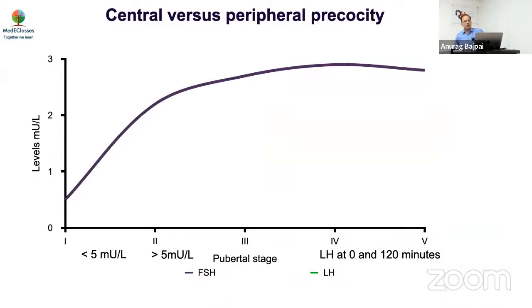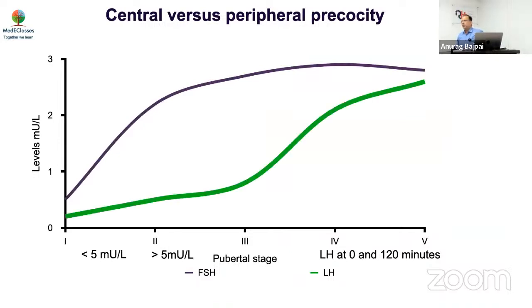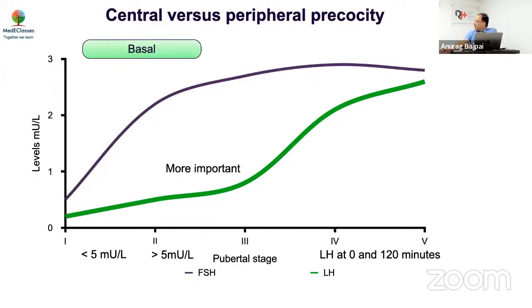Of course, the most important tests are gonadotrophins, and we all talk about the importance of LH, which is much more important compared to FSH. Invariably, if you think of peripheral precocious puberty, your LH and FSH will be zero. Anybody who has a high FT4 should have a zero TSH. Anybody whose cortisol is high should have an ACTH which is undetectable. Similarly, if you have very high estrogen, you expect your basal LH to be less than 0.1.